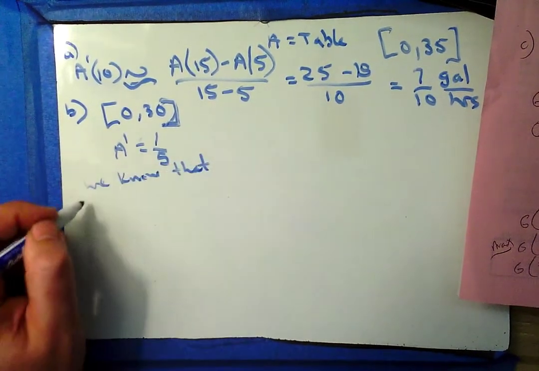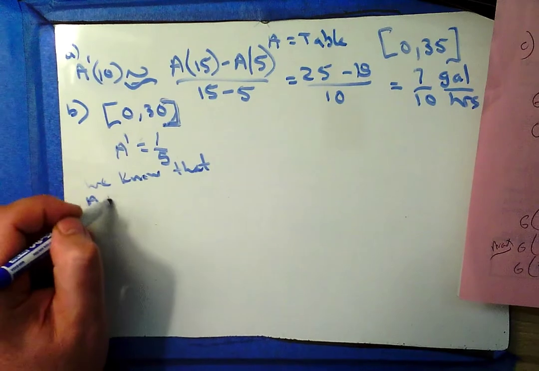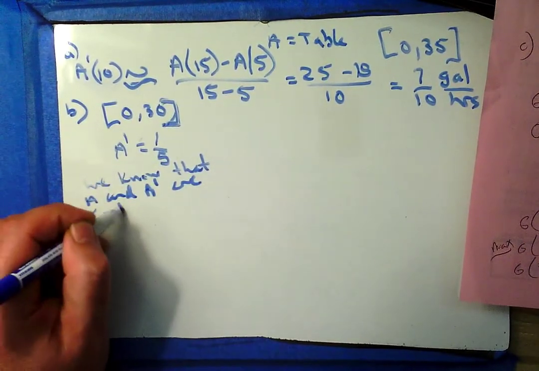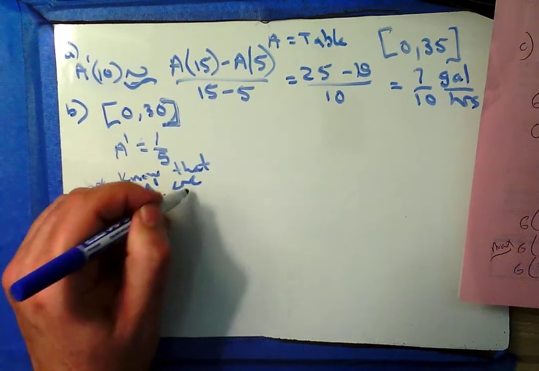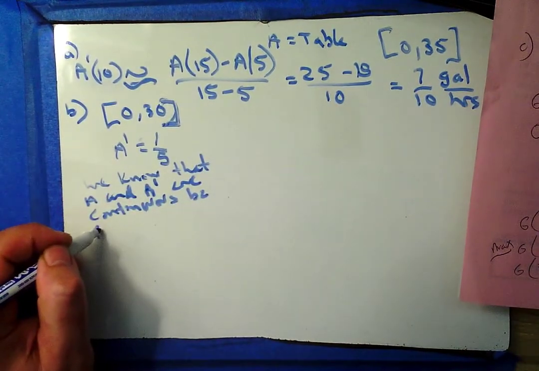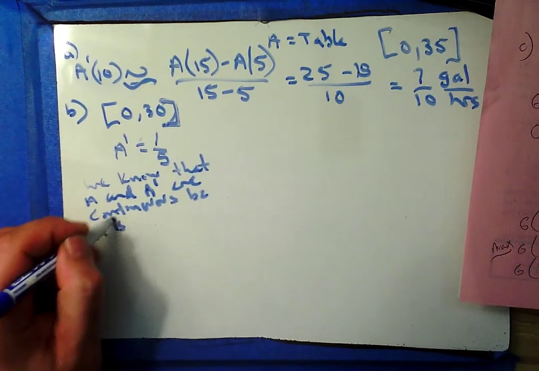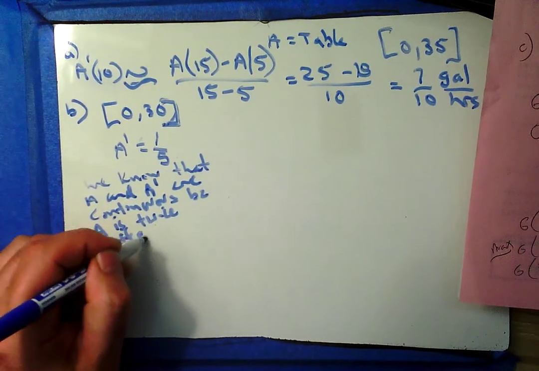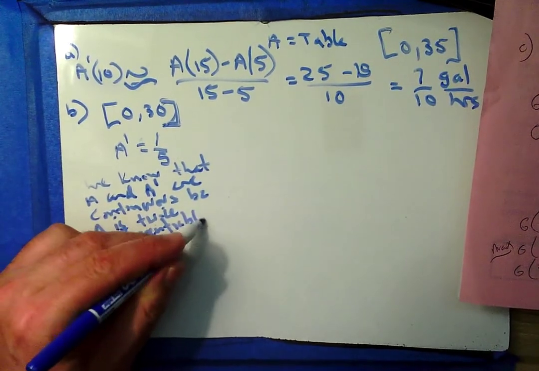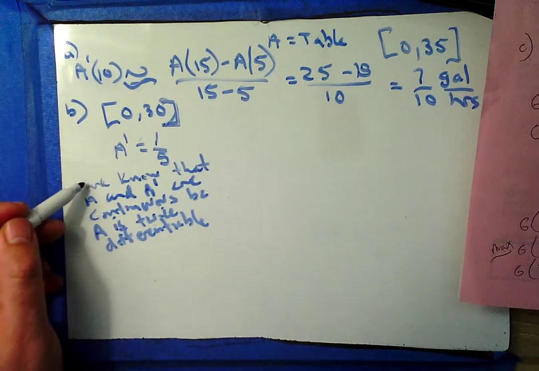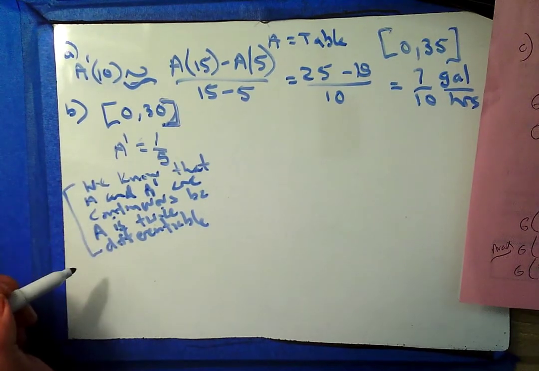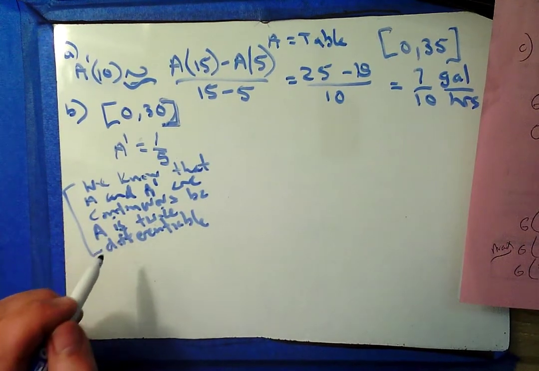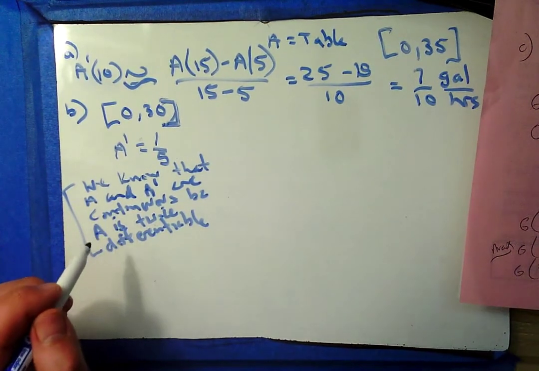We know that A and A prime are continuous because A is twice differentiable. I just want to point out that in prior years you didn't have to make this statement, but starting last year you need to make this claim before using something like IVT.